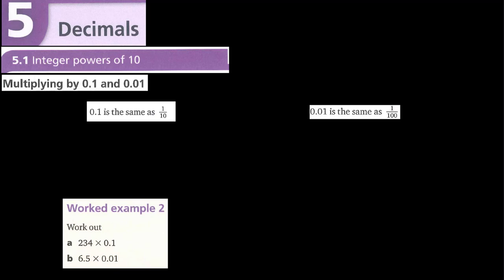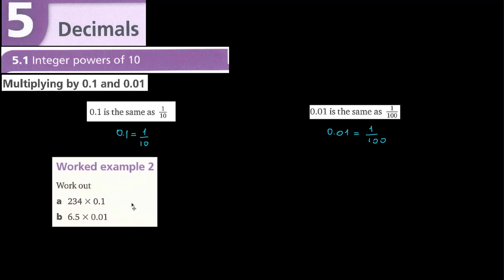Firstly, we need to remember 0.1. 0.1 is equal to 1 over 10, and 0.01 is equal to 1 over 100. With respect to this, let me remind you about these exercises.